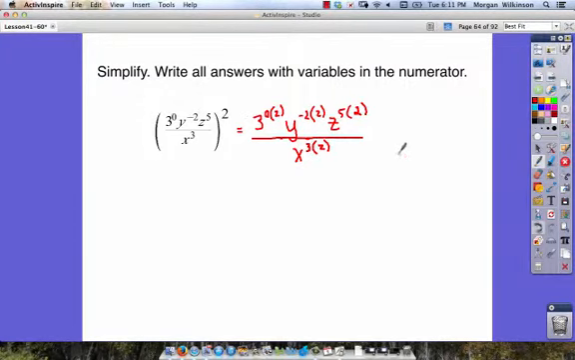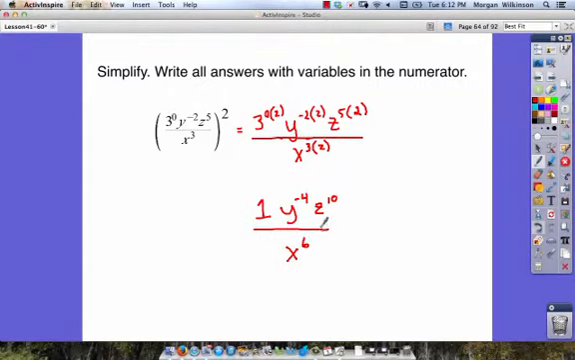So now we can simplify. 0 times 2, that's 0. So 3 to the 0th power is 1, because anything to the 0th power equals 1. Then we get y to the negative 4th power, and we get z to the 10th power when we multiply through. We're going to divide all this by x to the 3 times 2, that's 6.